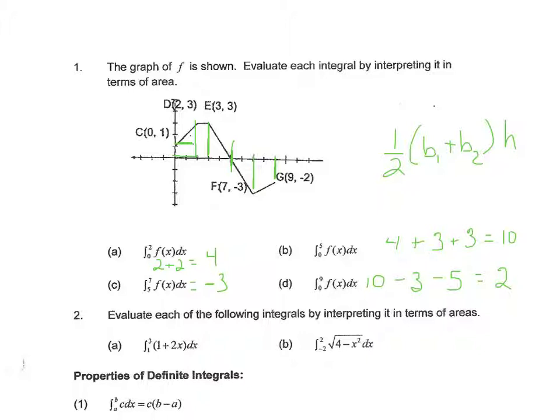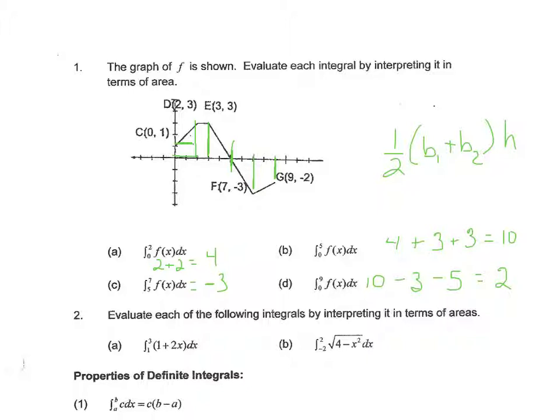And this will be part of your homework: if we were going to do this from 1 to 3 of 1 plus 2x, if we're going to evaluate it in terms of areas, what would be your first thing to do on number A and B? What would you have to do? Graph them. So we would graph them, and then we could determine the area.